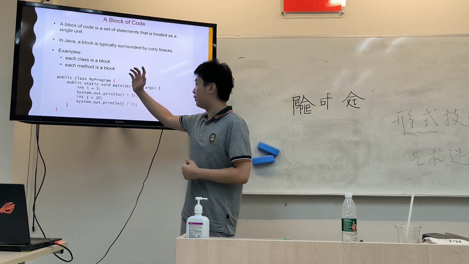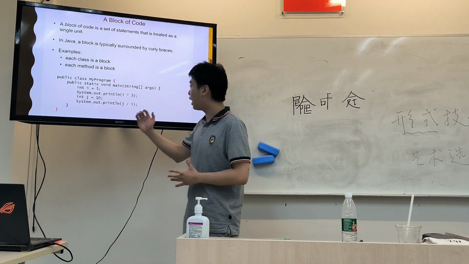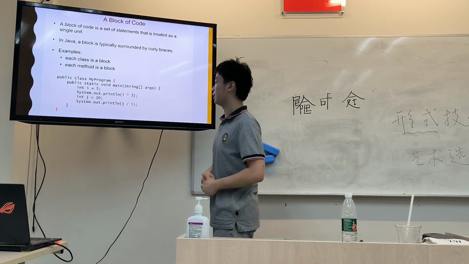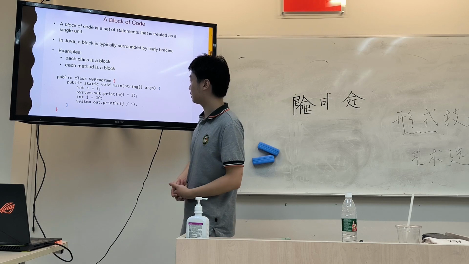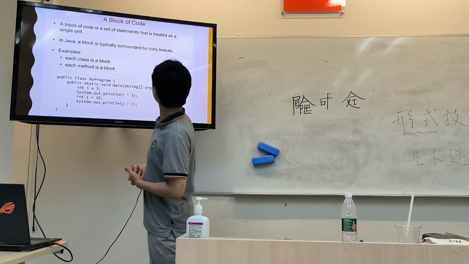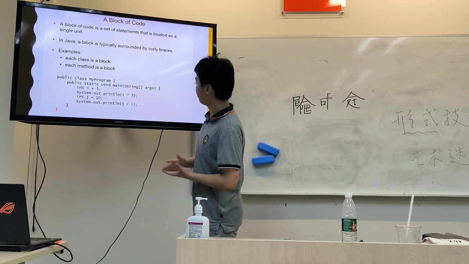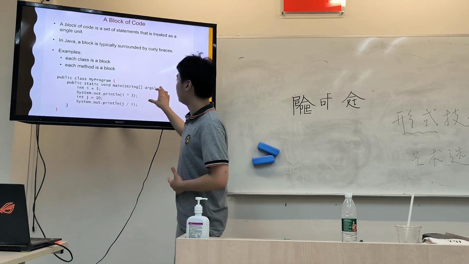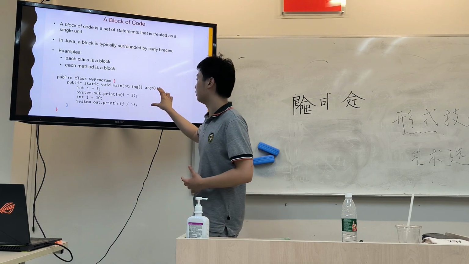For example, we have a program, a class called MyProgram. So we can find two blocks here. The first is a block called this class. It is closed by a pair of curly braces, so it's a block. And here, this main method is also a block.